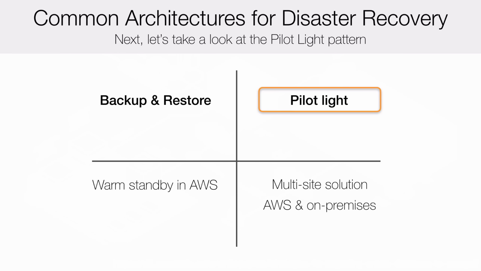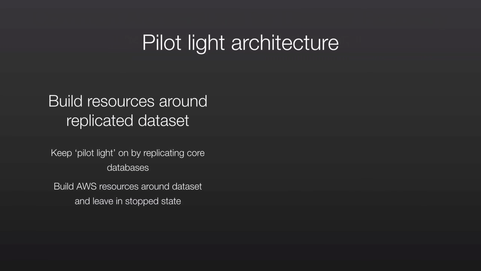Next thing I'm going to do is take a look at the pilot light pattern. This is an architecture where you're going to build resources around a replicated data set. You're going to keep your pilot light on by replicating those core data sets, for example, databases or core file systems that need to be replicated. And then you're going to build AWS resources around that data set, and you're going to leave them in a stopped state. This means that you're not going to be paying EC2 instance charges for those resources. You're simply going to be paying for the storage of the root volumes from which those resources will boot in the event that you need to invoke your DR process.